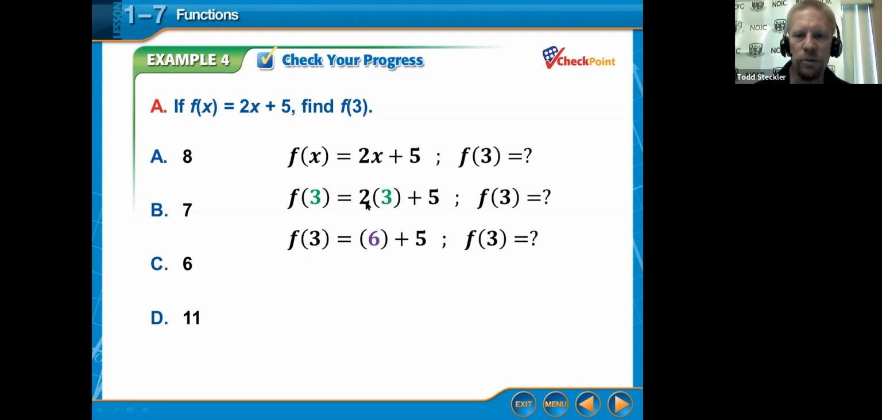Now we'll work that out. 2 times 3 is 6, plus 5. Now we'll add: 6 plus 5 is 11. So what this means is that the function value is 11 when x is 3. When you input a 3, the output is 11. 11 is the function value. f of 3 is equal to 11.